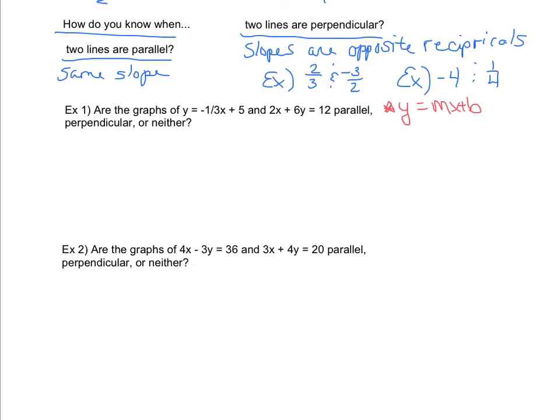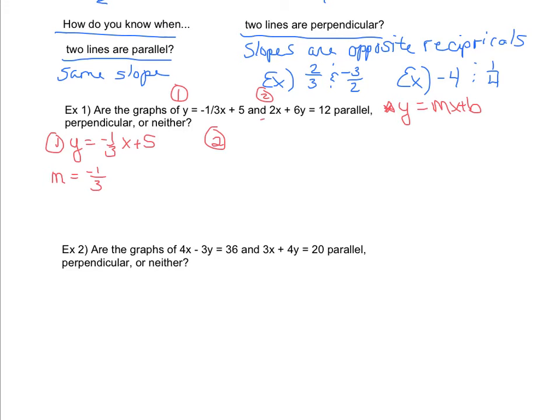I'm going to call this equation 1 and this equation 2. In equation 1, I don't have to rearrange it. It's already in y = mx + b form. So I'm going to go ahead and say it has a slope of -1/3. Equation 2, on the other hand, is not in y = mx + b form. So I'm going to manipulate or rearrange this equation to put it in that form.